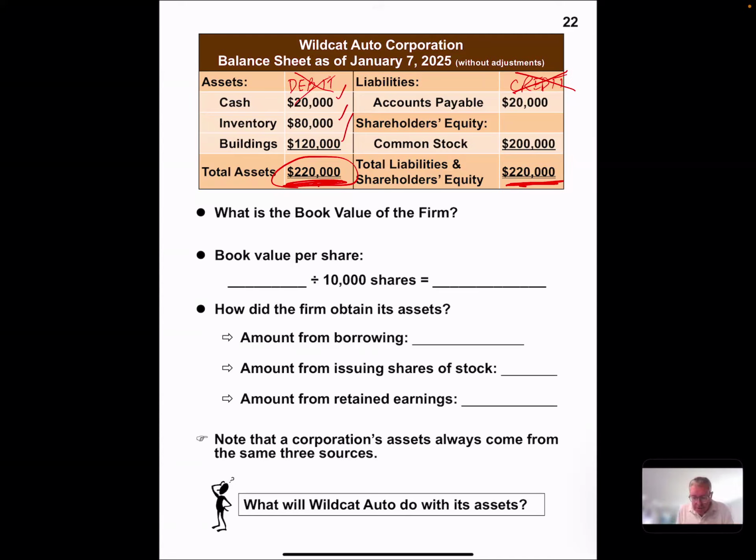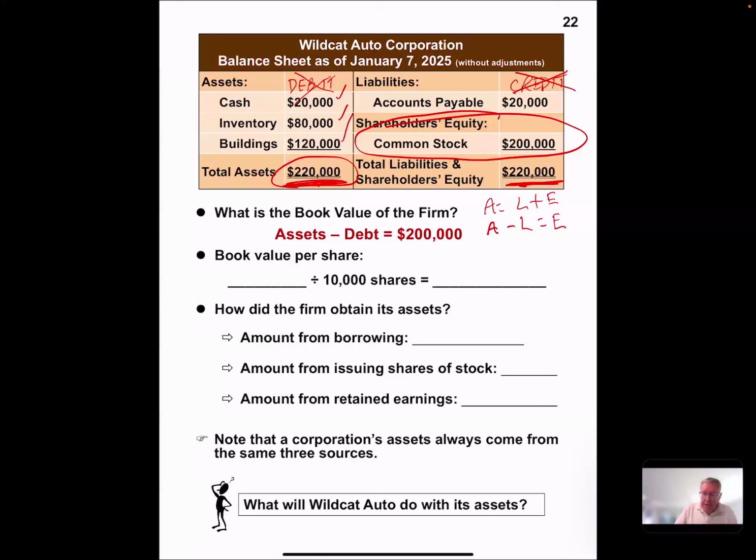Book value of the firm. As you may recall, we said the book value of the firm is equal to shareholders' equity. The book value of the firm, $200,000. Another way to think about book value of the firm, if we think of the accounting equation as A equals L plus E, we can rewrite that as A minus L equals E.